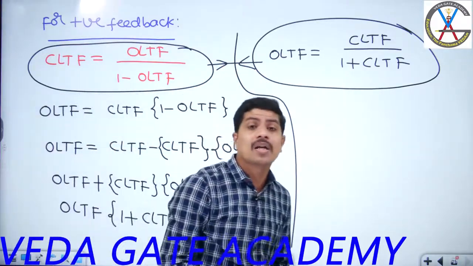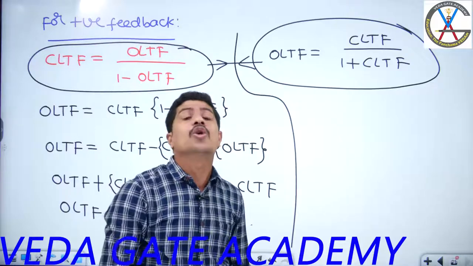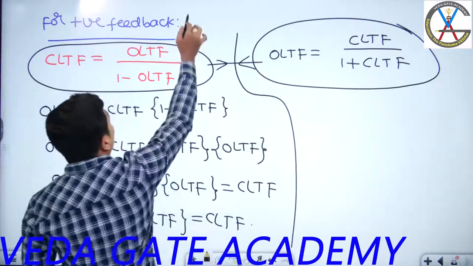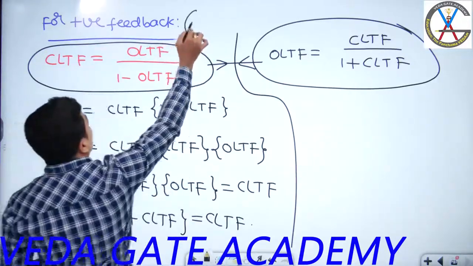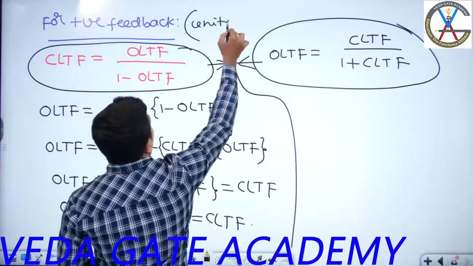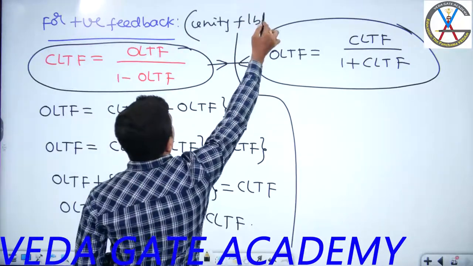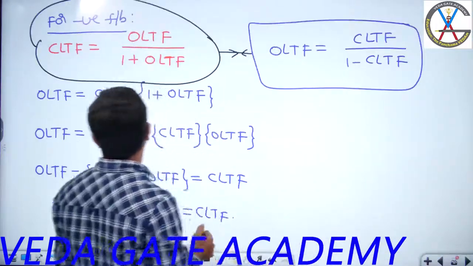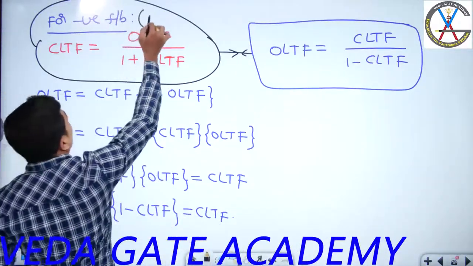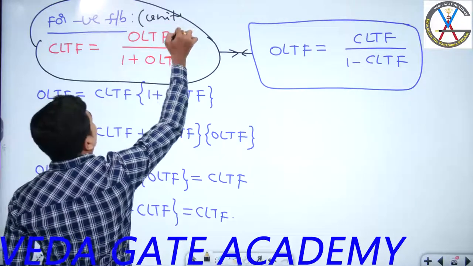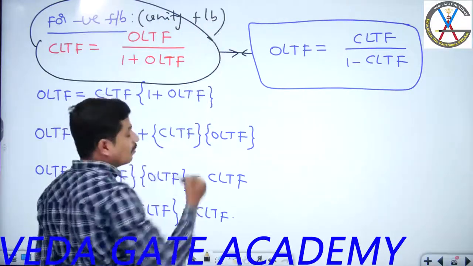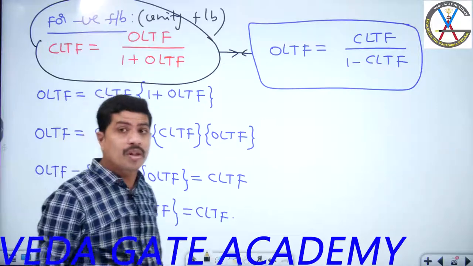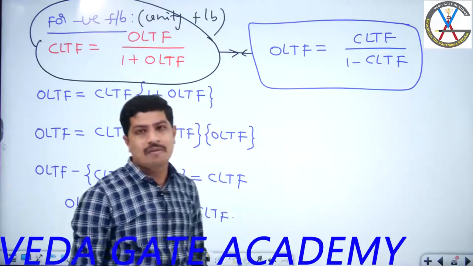But these formulas are applicable only for unity feedback. In brackets I have to write unity feedback. I forgot to mention unity feedback here, positive feedback in brackets unity feedback. It must be negative feedback along with unity feedback. Then only these are valid.